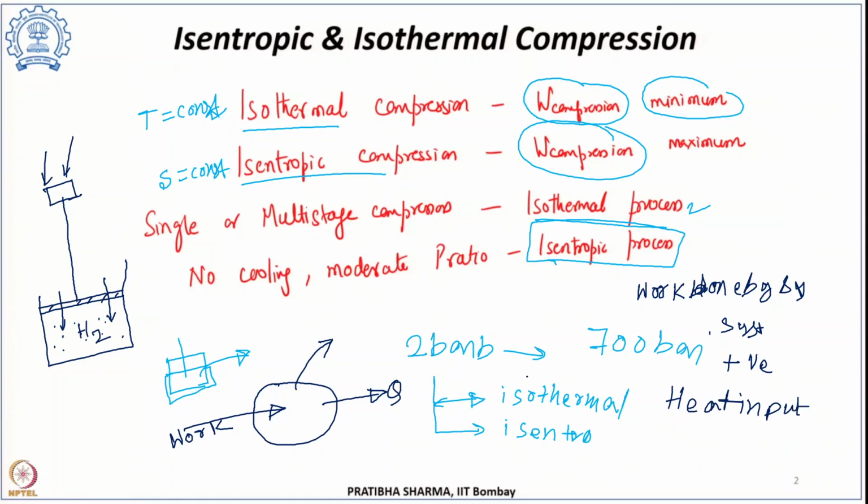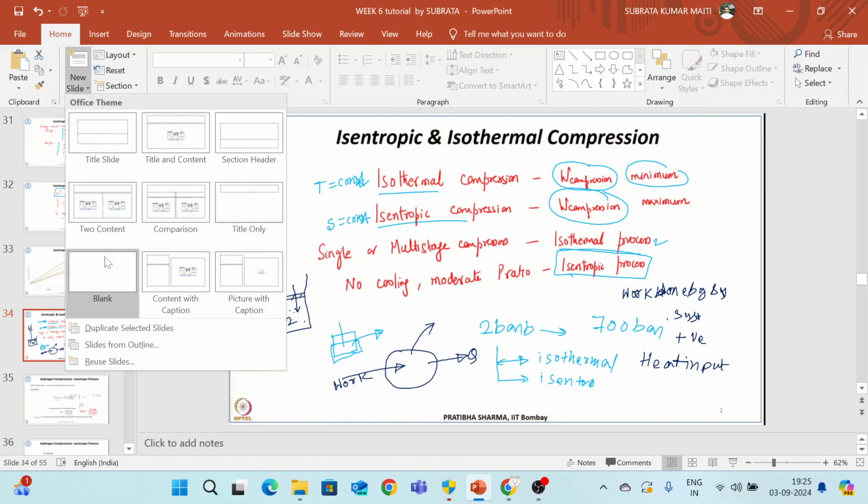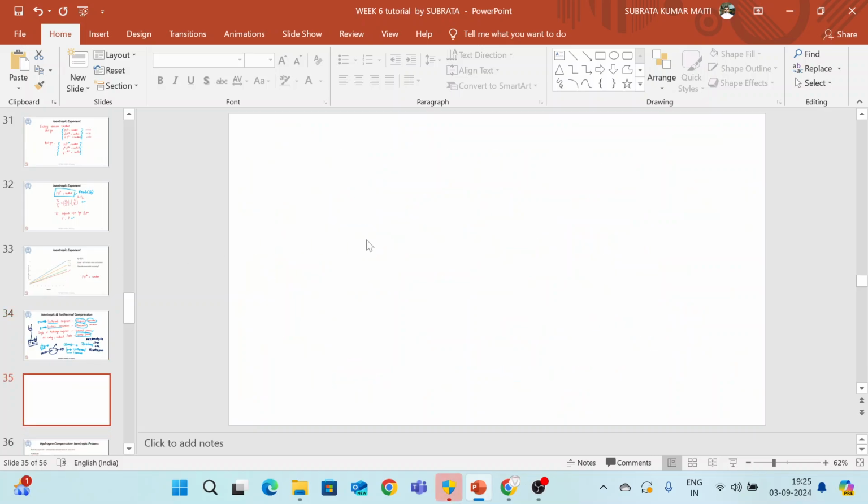I will show the sign convention, it will be easy actually. Let's have a check. I am taking a new blank slide, then you will understand. This is important actually, a very good question. You have to remember, otherwise it will be very confusing.